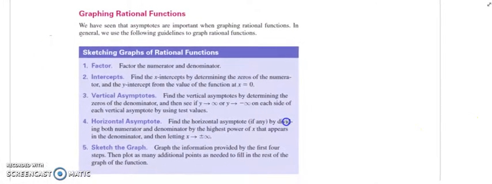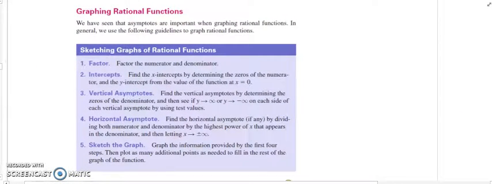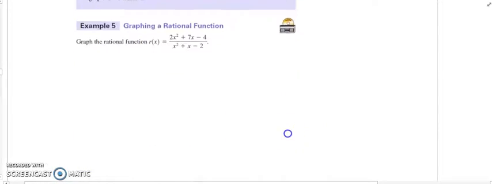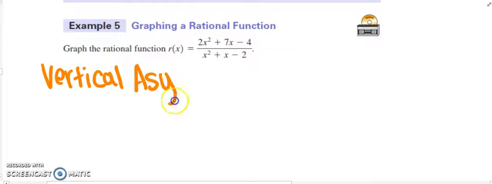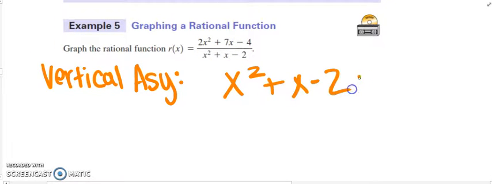Okay, and that says when we're graphing rational functions, you are going to find the intercepts, find the vertical asymptotes and horizontal asymptotes. And that's how we're going to get our graph. So first thing, let's find vertical asymptotes. Vertical asymptotes are found where the domain doesn't exist. So you will always set your denominator equal to 0, and that is where your vertical asymptotes are going to go.